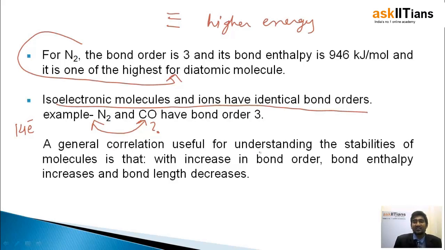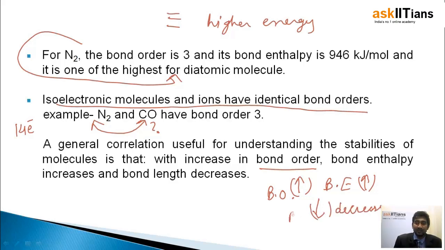It is a general correlation useful for understanding the stabilities of molecules, because when bond order increases, this will increase my bond enthalpy, but my bond length will decrease. My bond length will decrease because my equilibrium distance will come even closer. That is the reason. So this is what is considered for bond parameters.